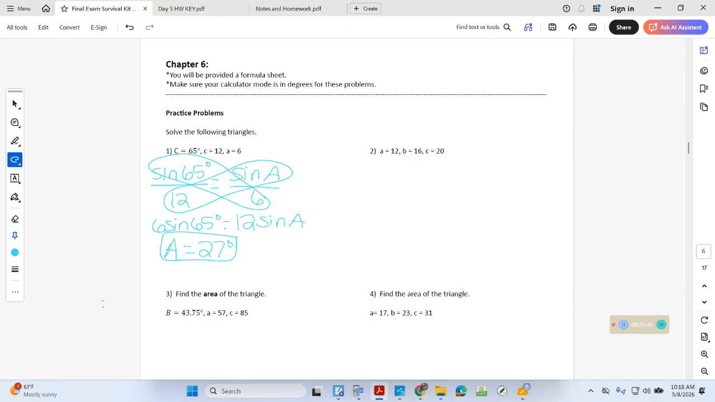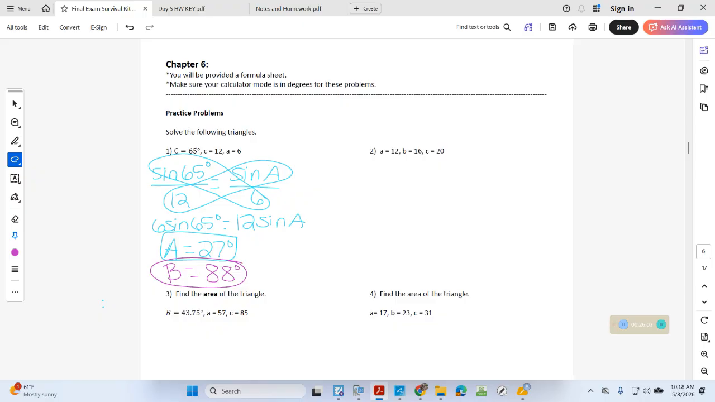Now, solve the triangle. That means I need all angles, all sides. Okay, well, I've got 2 out of the 3 angles. I think I can get the third one pretty easy, because all 3 angles always add up to what? 180. So I did 180 minus 65 minus 27.